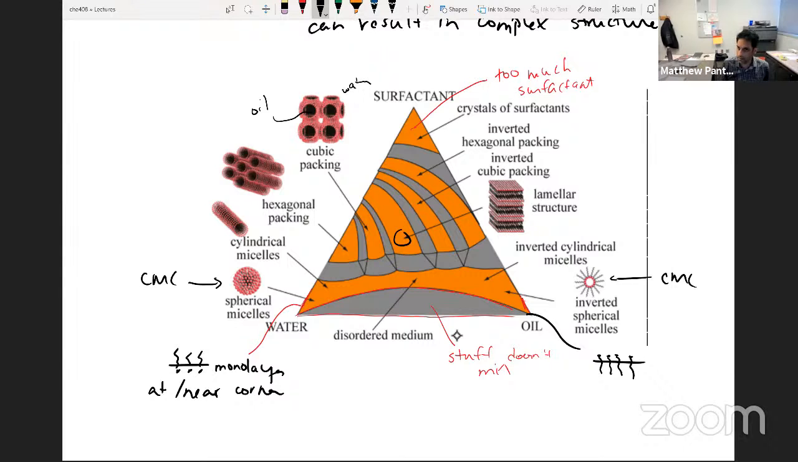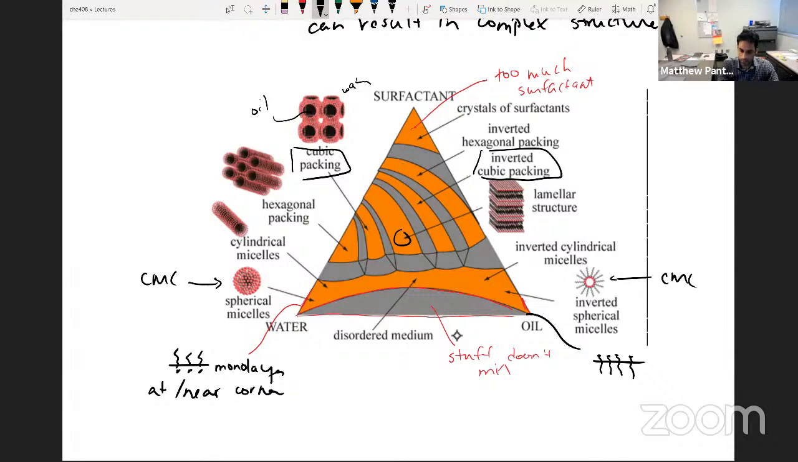And then you can sort of get an idea for why certain things will have different structures. So we can see there's cubic packing here, and we've inverted cubic packing, which would take that same cubic packing structure and essentially turn it inside out, where you would have water on the inside and oil on the outside. So again, you can see there's a bit of symmetry here, not exactly symmetric, but you can get the inverse of most of these structures on each side.